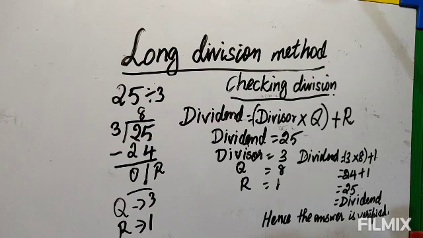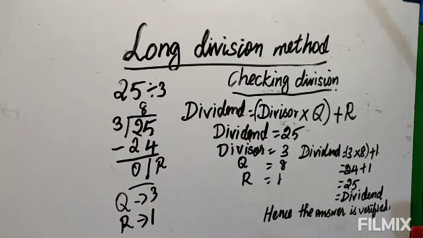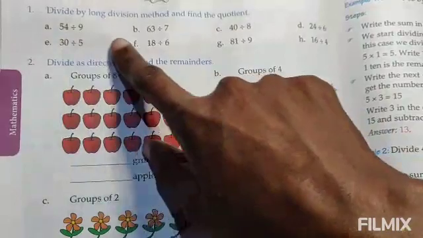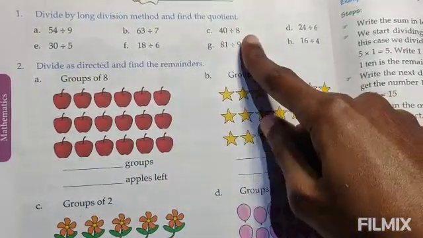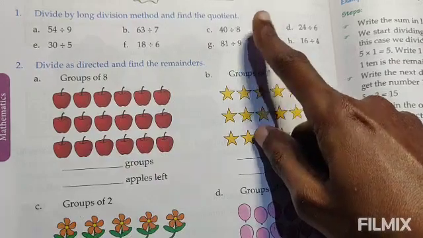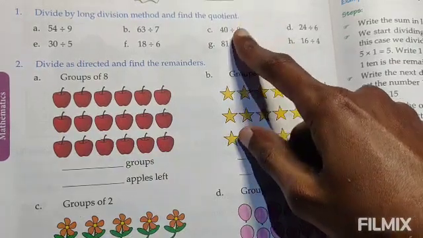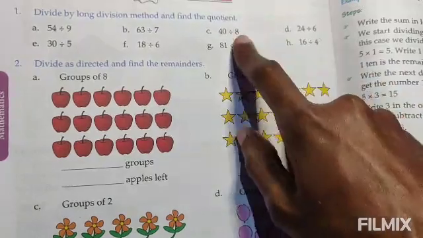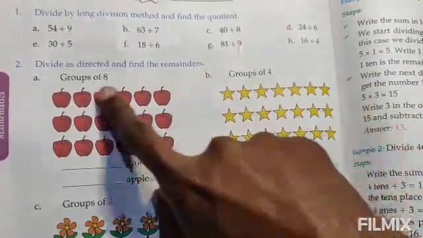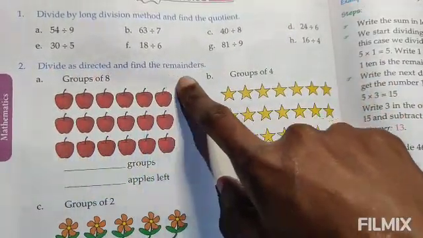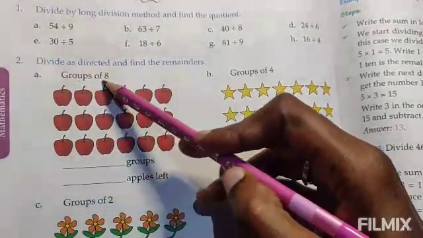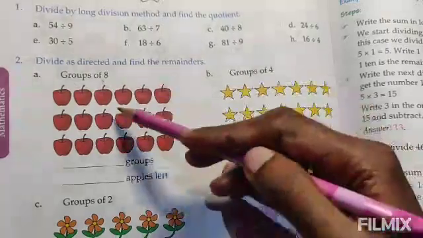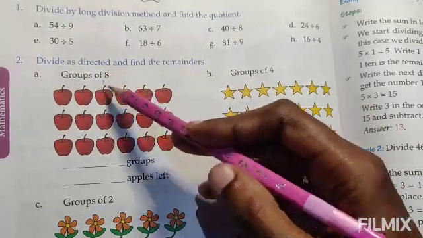Now in the exercise, the first one says use the long division method and find the quotient. This is the first sum that I had explained. They have not asked for the remainder, just the quotient. Again, this one says divide as directed and find the remainder. Let me explain this one, only one I will explain, the others you will do. Groups of 8, you have to divide.